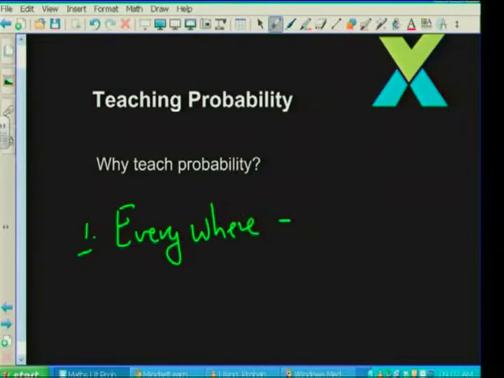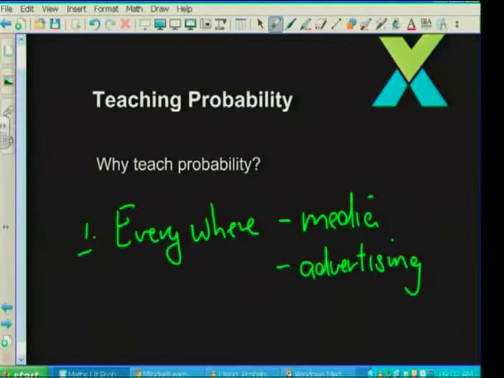It's in the media, it's used in advertising, but then I believe there's another class of issues that relate to probability and that I believe are really important as far as mathematical literacy ideas.